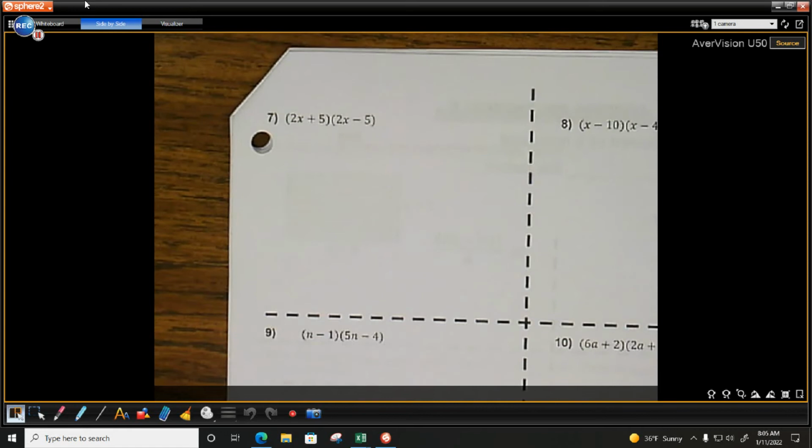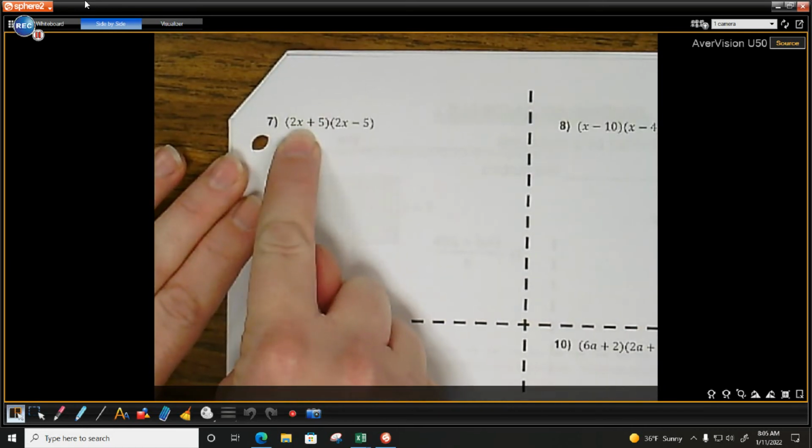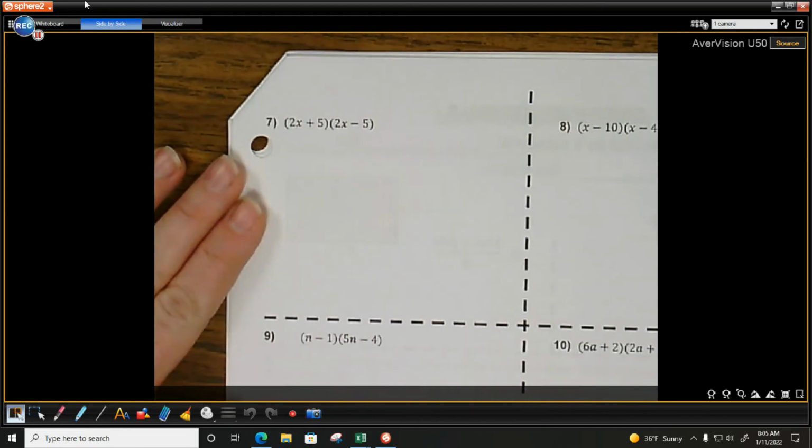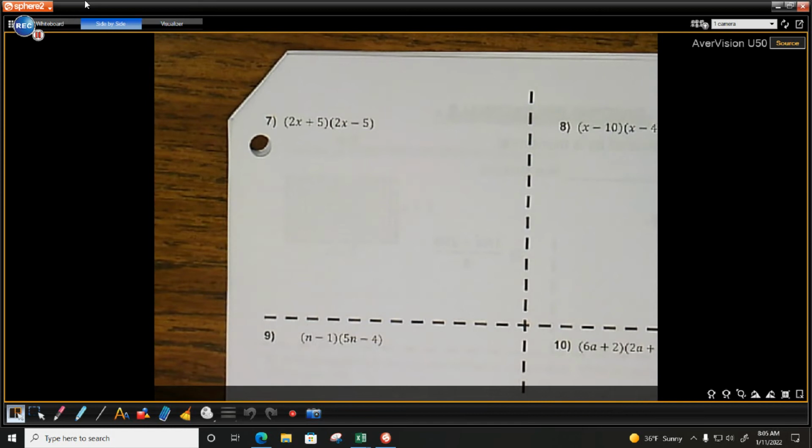Okay. How many terms in the first parenthesis? 2 times how many in the second parenthesis? 2 times 2 is 4. So I have to distribute 4 times, okay?